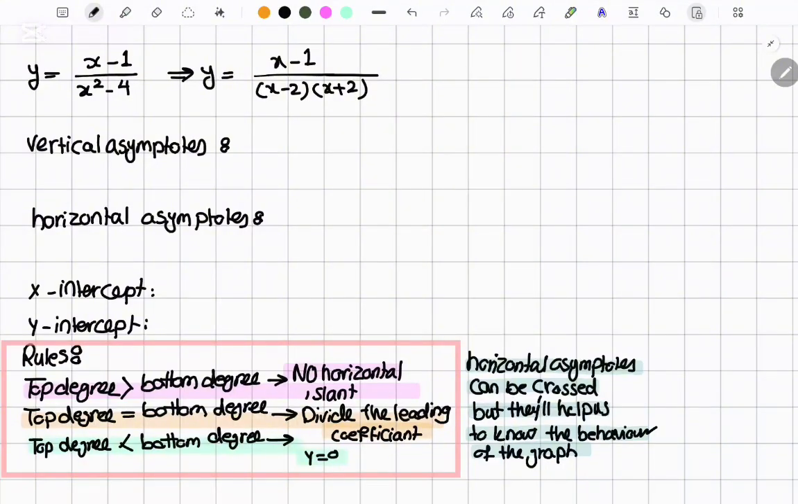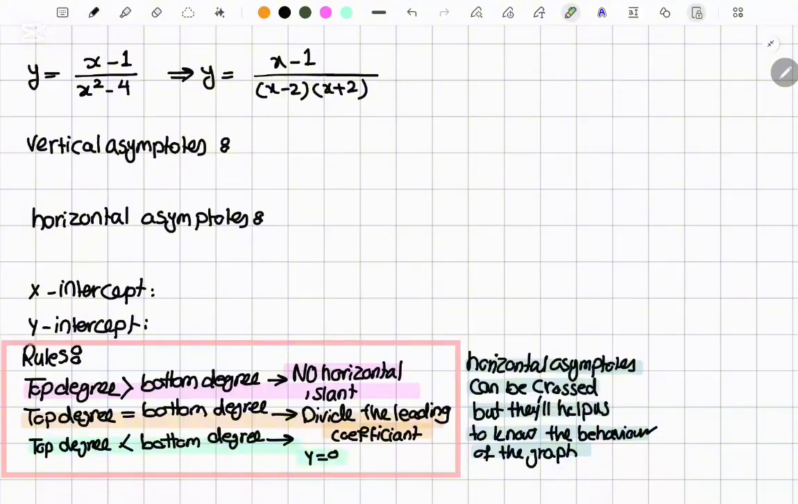Guys, have this in your mind. If there was anything that could get simplified from the top and from the bottom, that point is going to be a hole in our graph. I'm also going to upload a video on that. For example, imagine instead of x minus 1 on the top, we had x plus 2. You can cross these two out, and the point x is equal to negative 2 is going to be a hole in our graph, and I will have a video on it. Okay, so let's go back to what the question is about.